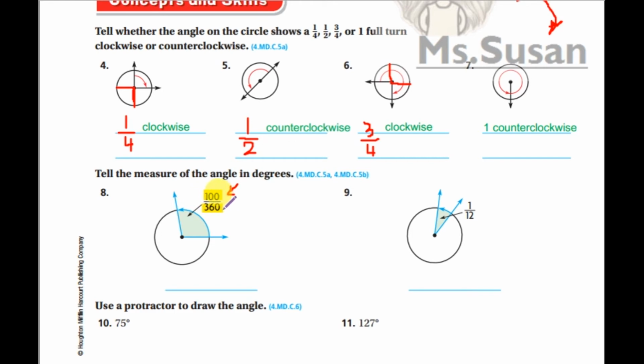And to measure the angle in degrees, you have to put the denominator to be 360, because we compare it by 360, the overall angle or the overall degrees of the whole circle. So in this case, this means I have how many degrees? I have here the highlighted area is 100 degrees over 360 in all. So it will be 100 degrees.